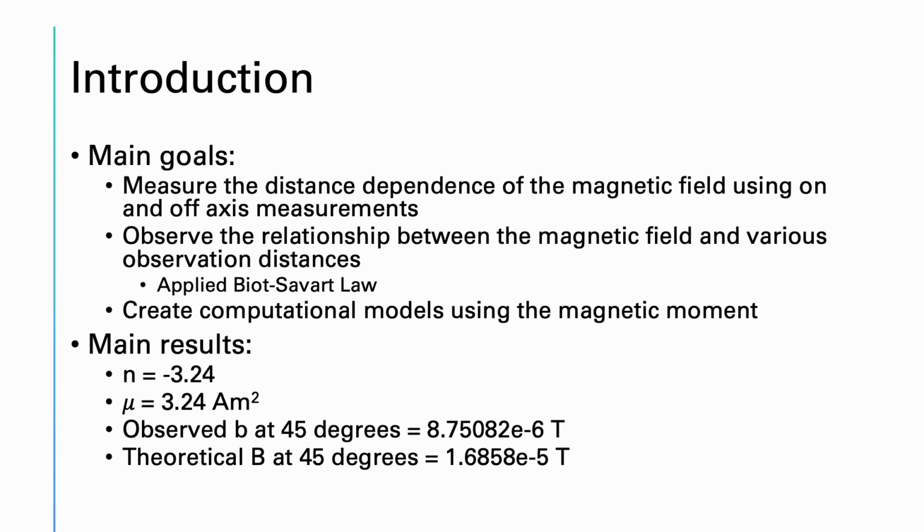A brief overview of the results were that n was calculated to be 3.24, mu was calculated to be 3.24 ampere meters squared, and the theoretical magnetic field at 45 degrees was 8.75 times 10 to the negative 6 teslas, and the observed value was 1.69 times 10 to the negative 5th teslas.